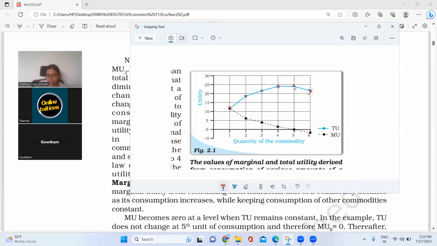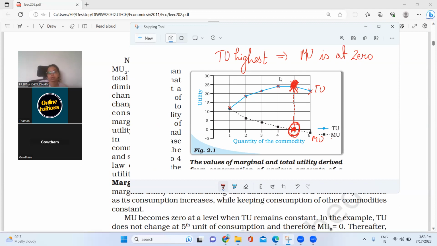For that, see here it is the highest. This is the TU graph, this is the MU. The dotted one is MU, this is TU, total utility. This is the highest of total utility. And I told you the moment TU is highest, MU will be at zero.